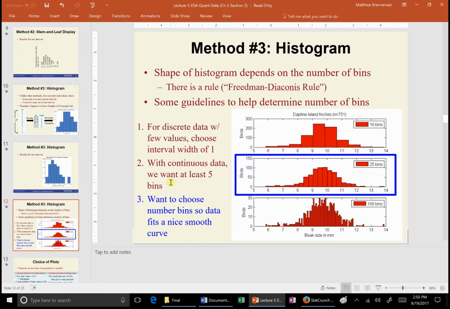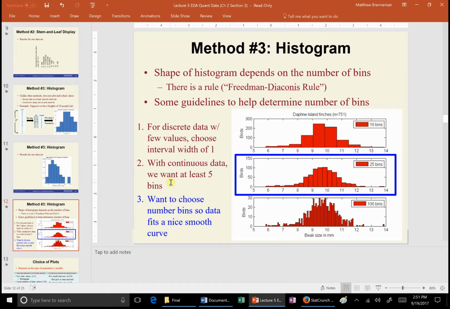So here's some guidelines that we can use, okay? One of the things we're going to start to pay attention to is whether or not our variable is discrete or continuous. That's going to have an effect on how we plot it. With discrete data, we're always talking about count data. When we're looking at count data, and we don't have a lot of values, like maybe 0, 1, 2, 3, okay? We always use an interval width of 1. And usually StatCrunch will do that for you, okay? When you have continuous data, you want at least 5 bins. There's theoretical reasons for that. We'll come back to it in section 2.8.